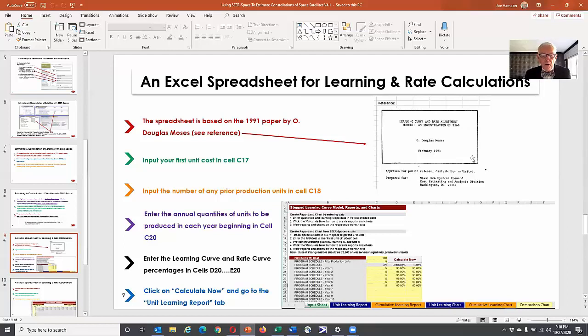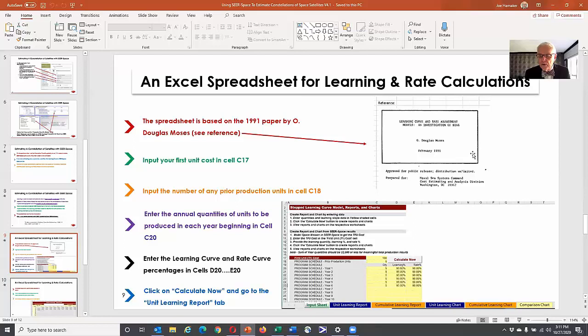The next thing, we enter our learning curve and rate curve percentages in cells D20 through E20. And I've entered 95% learning and 90% rate. Now it'd be pretty unusual to change that over time. Most of the time when you make a decision about learning curve percentages and rate percentages, they're pretty constant. And you can see here I've just left it at 95 and 90 throughout the 6 years.